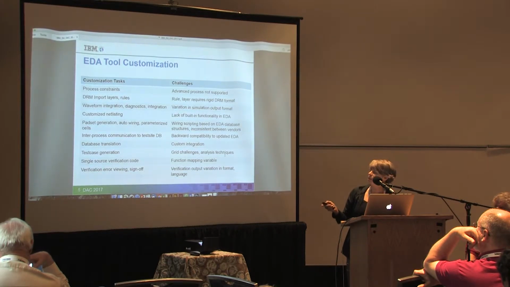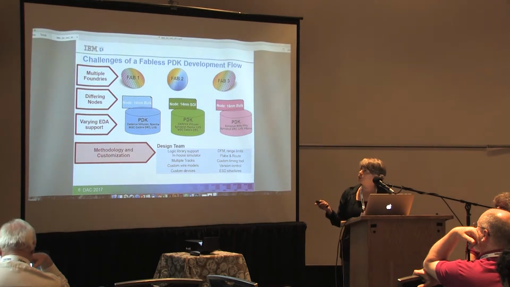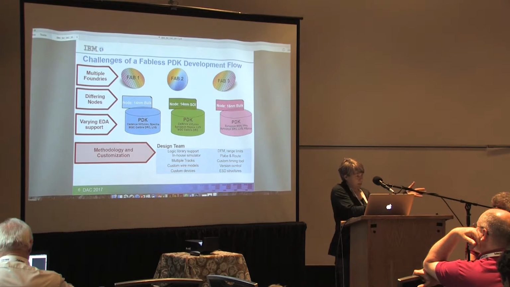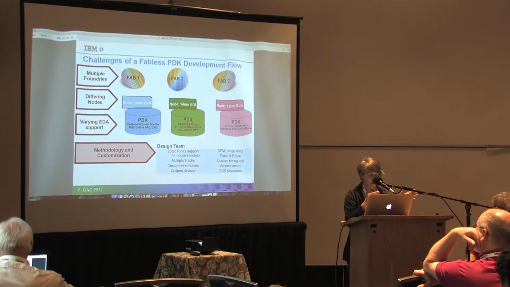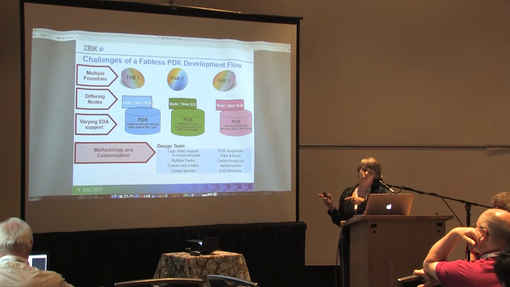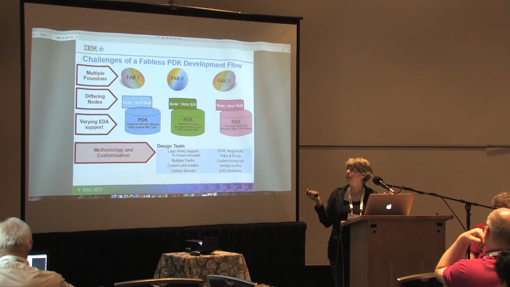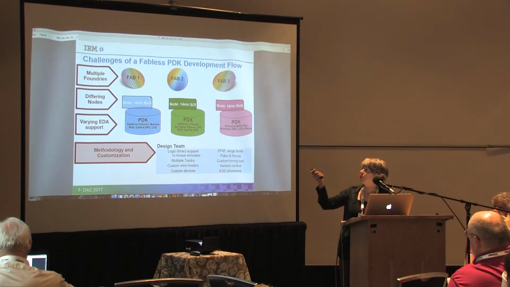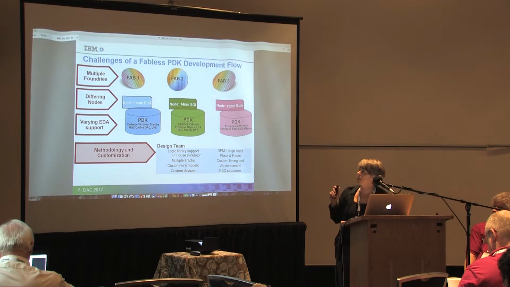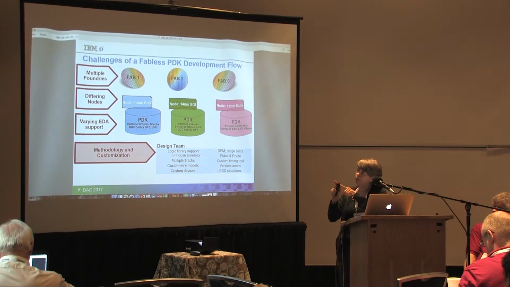On the other side of the business, talking about the challenges of a fabless PDK development flow. So we customize the EDA tools mainly for our research tooling, and somewhat for the product design. But for the product design, we also change the PDK development flow. So we may have multiple foundries. We might have different nodes, 14 SOI or 14 bulk, or we might do the 16 nanometer. So we have to be able to take our designs and go from fab to fab, from node to node.